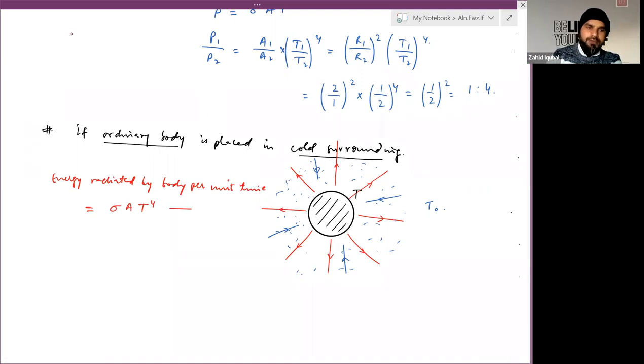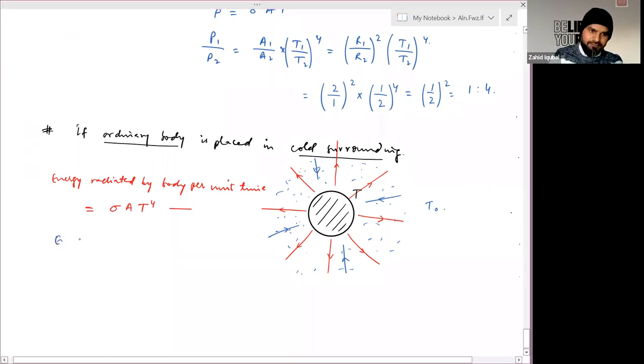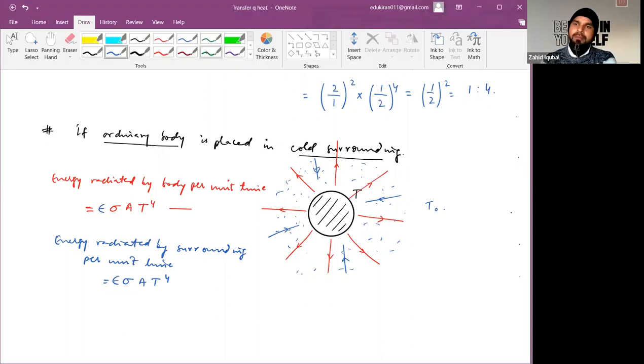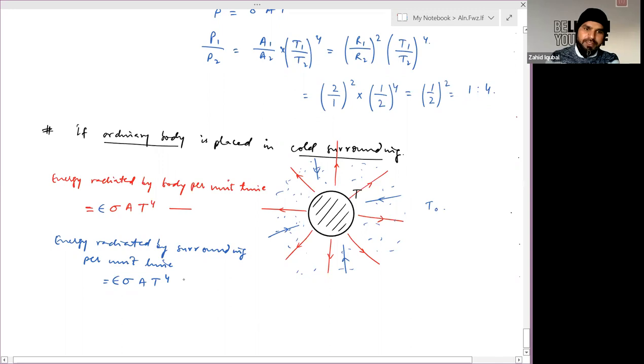And from the surrounding, we can say energy radiated by the surrounding per unit time will be sigma A T naught to the power 4. Since these are not black bodies, there will be epsilon as well. So the net flow of radiation from the body to the surrounding will be the difference of these two parts. Is it clear? Yes, sir.